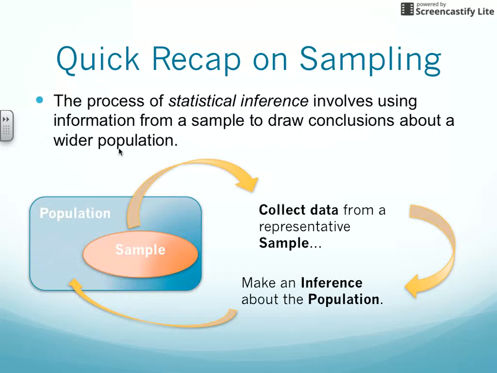So to begin, I want to start talking about what we know about sampling. This is just a quick recap on what you probably already know. The process of statistical inference comes from using information from a sample to draw conclusions about a wider population. So very often it is nearly impossible to reach an entire population. So we have to rely on samples to draw conclusions from.